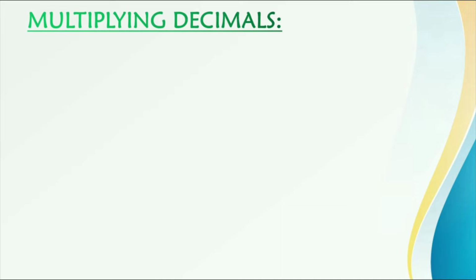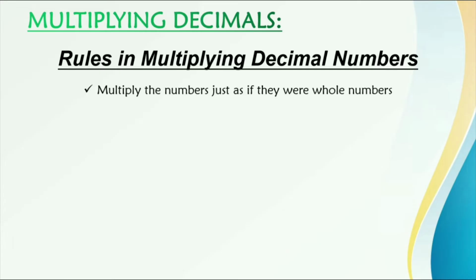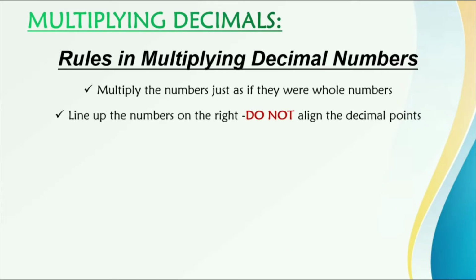Bago tayo mag-start, alamin muna natin yung mga rules in multiplying decimal. So, we have rules in multiplying decimal numbers. Una, multiply the numbers just as if they were whole numbers. Okay, so, huwag kayong nenervyusin kung decimal numbers yung imumultiply nyo. So, isipin nyo lang na ang imumultiply nyo ay whole numbers. Okay, so, malalaman nyo kung bakit sa paggawa natin ng mga examples.